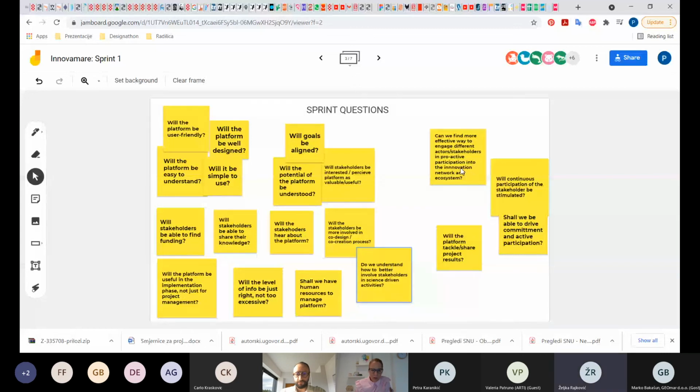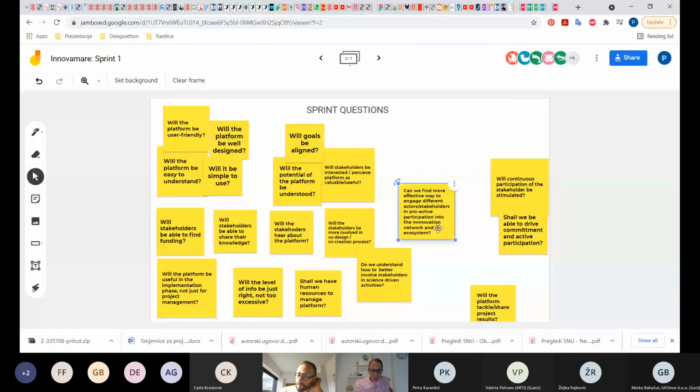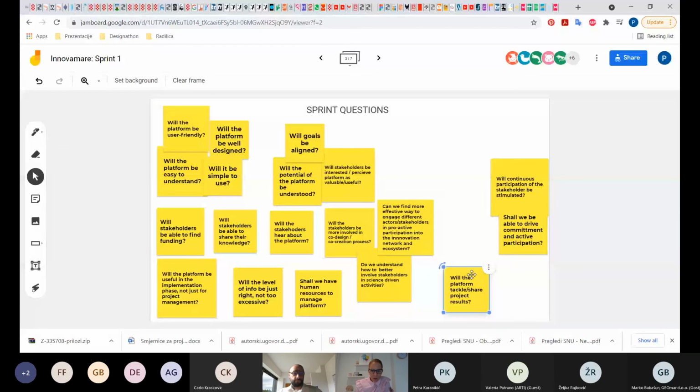So this is also basically connected to this. Will they be more involved? Can we find more effective ways to engage different actors and stakeholders in proactive participation in the innovation network and ecosystem? It's more broad, but here we are talking more about just the platform itself. And will the platform tackle sharing project results?